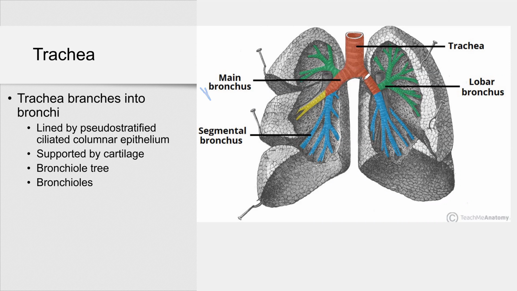So we have right and left main bronchi, and then they will be divided into secondary bronchi and tertiary bronchi and so on, right? So over here we have segmental bronchi. So trachea branches into bronchi, also lined by pseudostratified columnar epithelium supported by cartilage, and it forms what we call the bronchial tree.